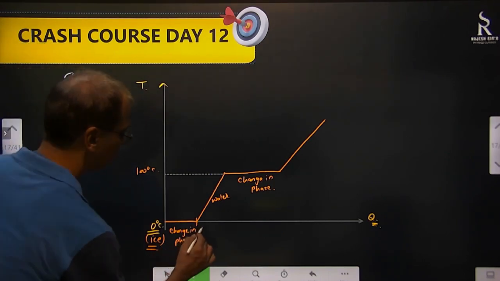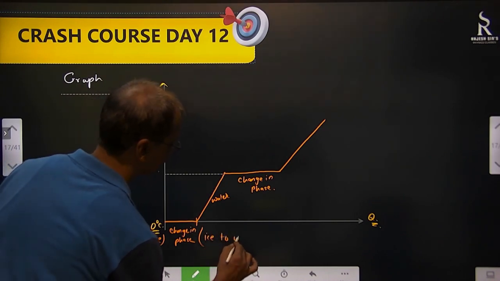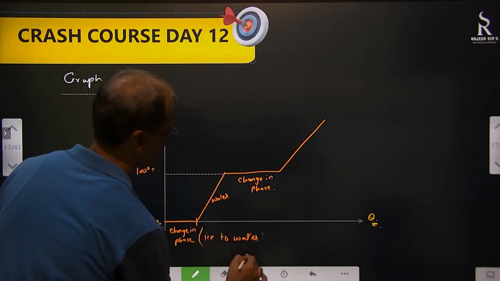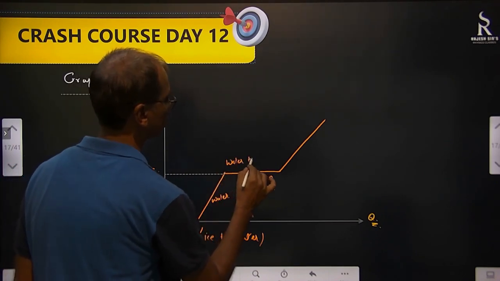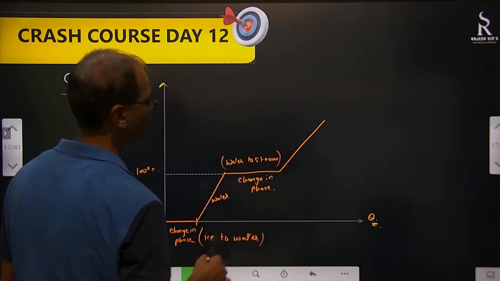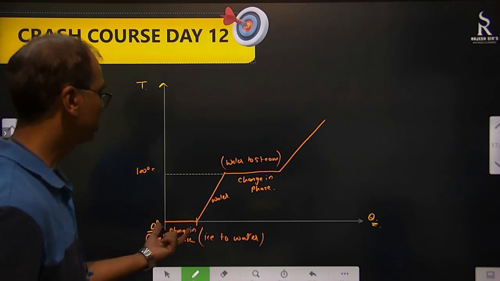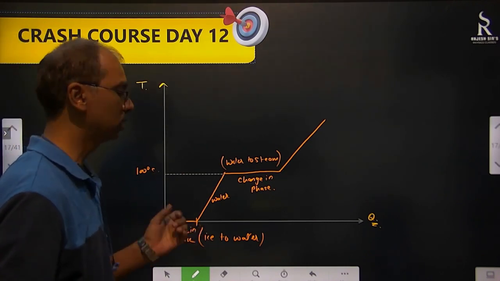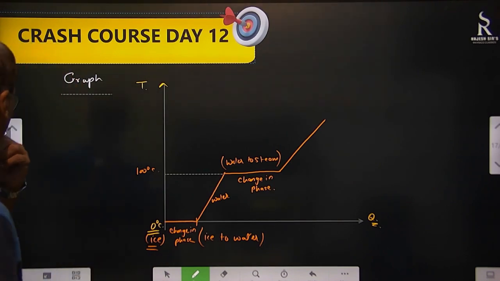Here change in phase means ice converts into water. Ice to water. Here water to steam. So what this is showing you is that during the change in phase, temperature remains constant. Here is 100 degrees centigrade, here is 0 degrees centigrade. It remains the same till the entire ice is converted into water.